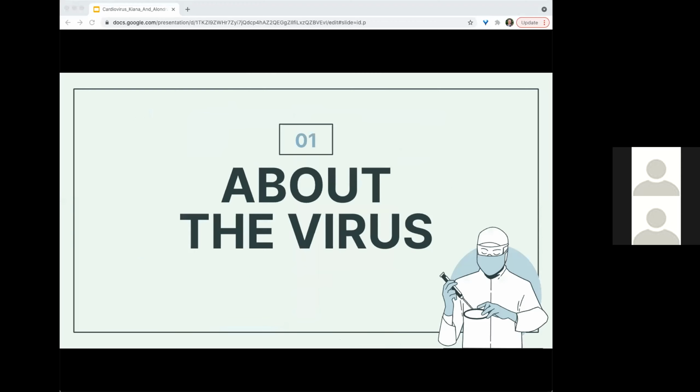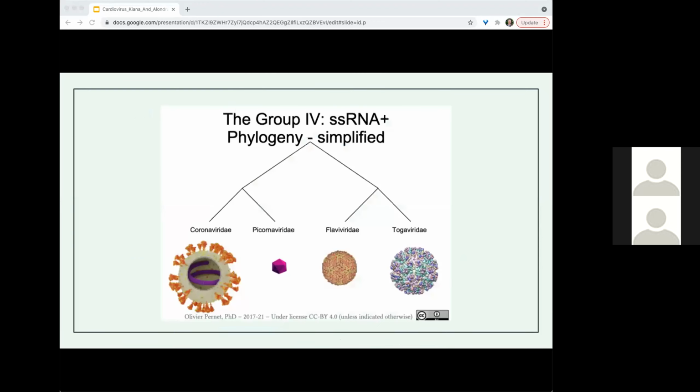So about the virus, cardiovirus is in group 4, which includes positive single-stranded RNA viruses. When we previously studied picornaviruses, we studied poliovirus as the prototype. The virus we are presenting, cardiovirus, is also within the Picornaviridae family.